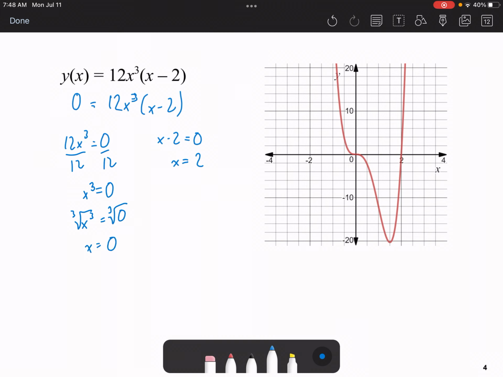It just gives me x equals 0. So you see, you get zeros at x equals 0 and x equals 2. Leading coefficient is positive, so that's what gives you your end behavior.